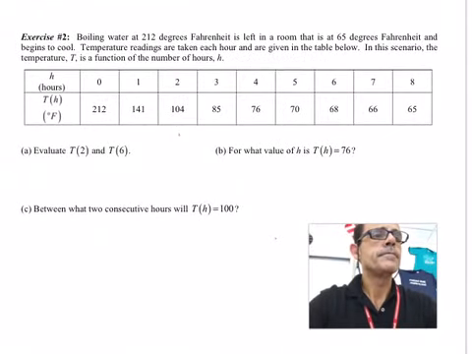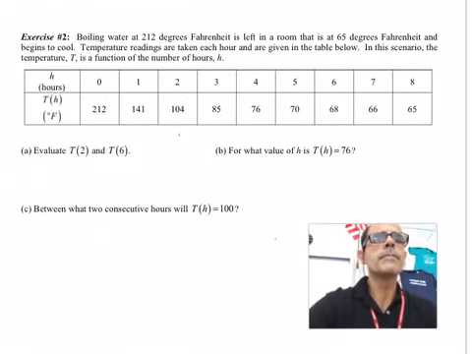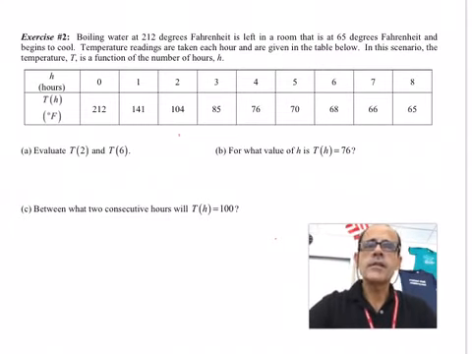Okay, now it says boiling water at 212 degrees Fahrenheit is left in a room that's 65 degrees Fahrenheit and begins to cool. Temperature readings are taken each hour and are given in the table below. In this scenario, the temperature T is a function of the number of hours. So H is the independent variable. The number of hours changes. T is the temperature. The number of hours dictates or controls the temperature. So this says from the table, evaluate T of 2 and T of 6.